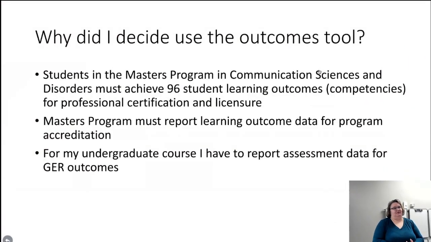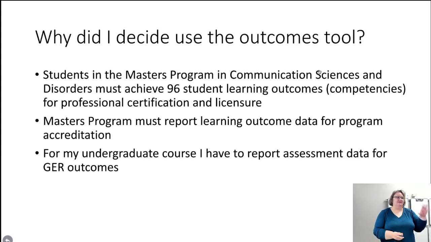Students in the Master's Program in Communication Sciences and Disorders have to achieve 96 student learning outcomes or competencies for their professional certification and licensure. So as a program, we have to track the students' progress on those competencies. And those are actually only the competencies tied to their academic courses. They also have competencies tied to their clinical rotations as well. And so each course has competencies tied to it.